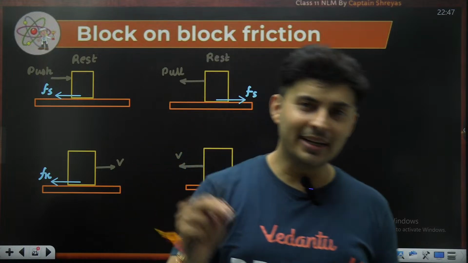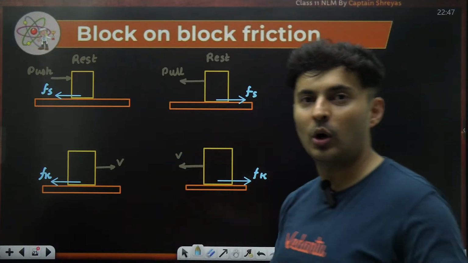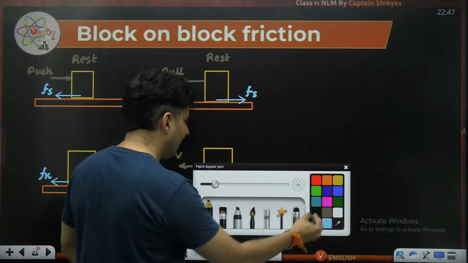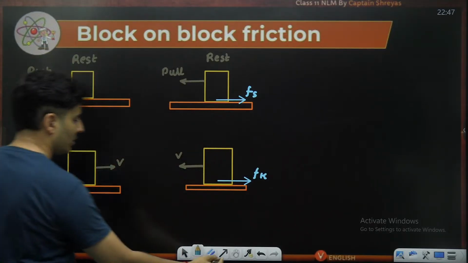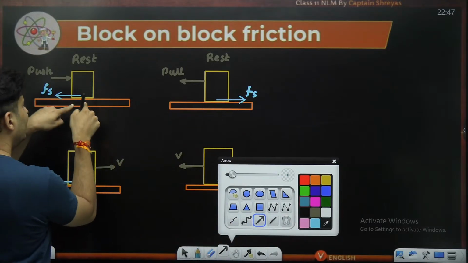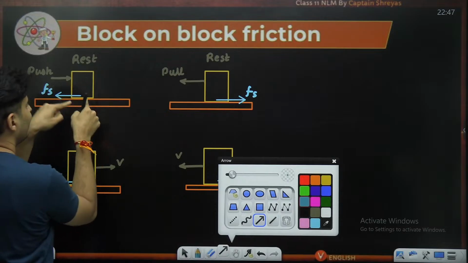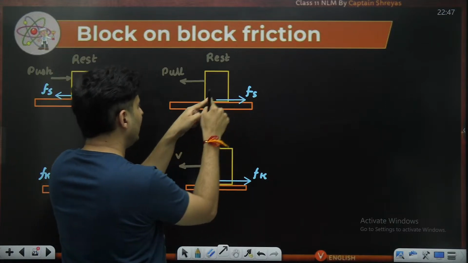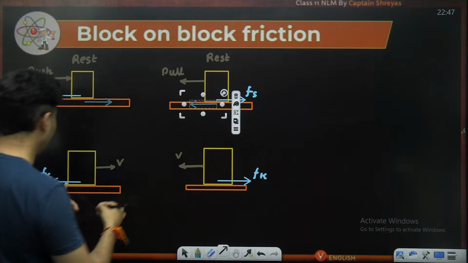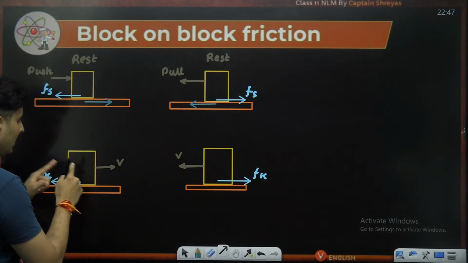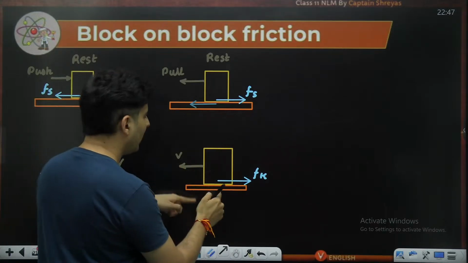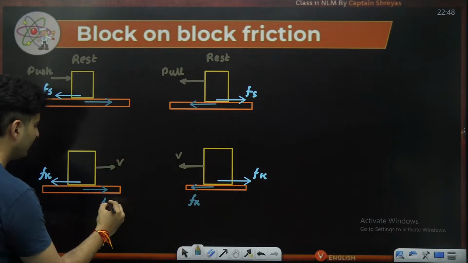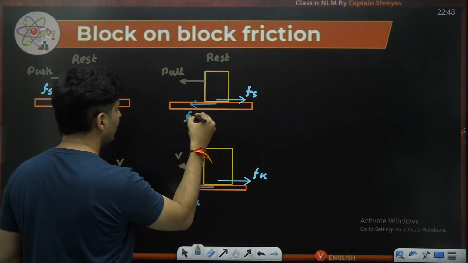Now, if I ask you what friction will act on the lower block or on the lower surface on which it is sliding or about to slide, you will quickly jump and tell me, sir, Newton's third law. Yes, correct. If this surface on this surface applies a force this way, this surface on this surface will apply a force like this. If orange on yellow applies a force this way, yellow on orange will apply a force like this. Same thing here. Orange applies on yellow left side, yellow applies on orange like this. Orange applies on yellow right, so yellow applies on orange left. So friction on the lower surface will be just found using Newton's third law.